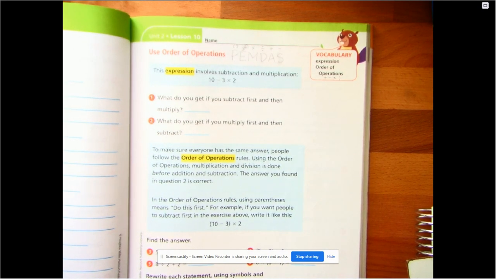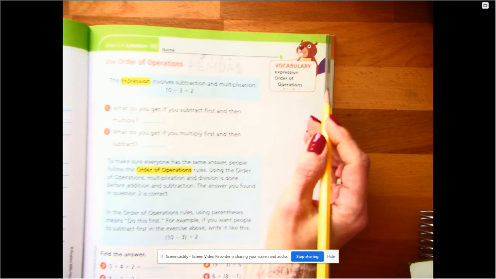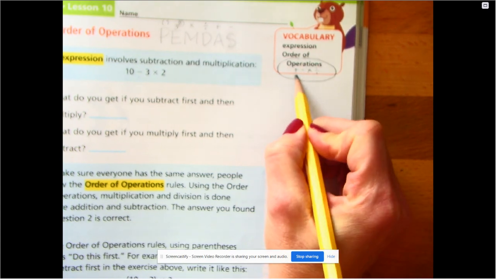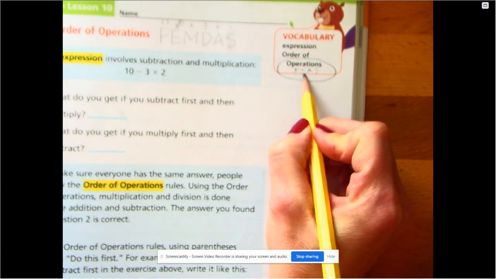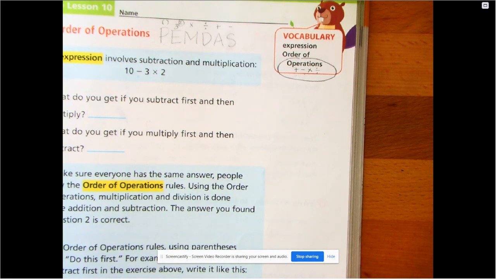So if you can flip to page 149, remember you can pause the video anytime. Order of operations. What is an operation? You know that in math, and I'm going to zoom in, the operations that we work on are addition, subtraction, multiplication, and division, right? Those are called the operations. We're not talking about surgery.